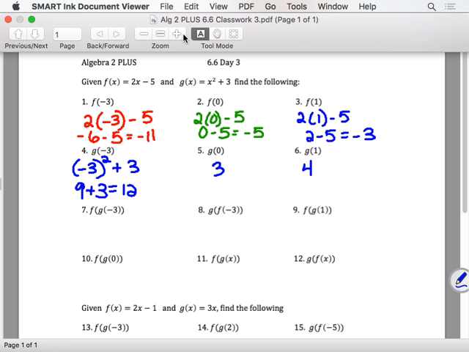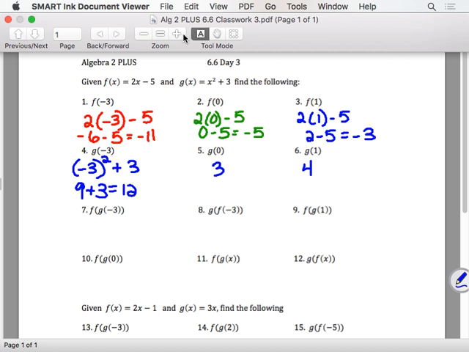All right, now, 7 through 12, this is what we did yesterday, the composition of functions. Let me real briefly re-explain. A composition of functions is when you put one function inside another function.